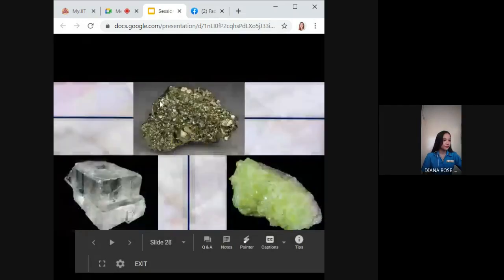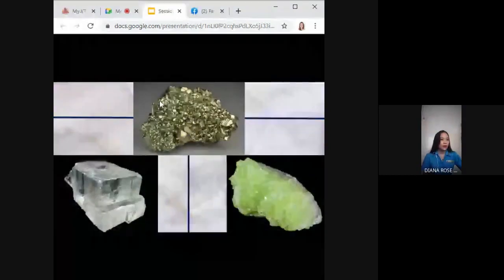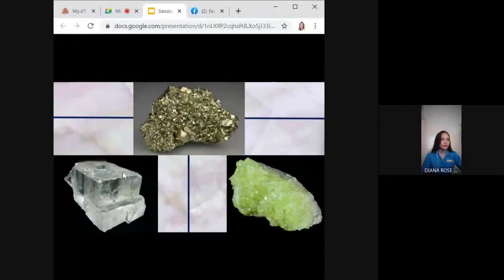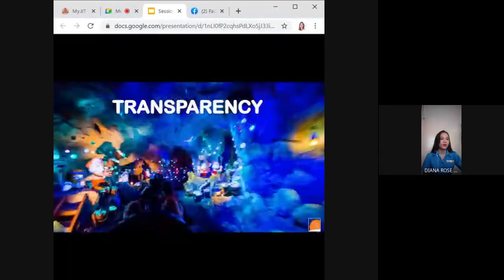Again, minerals are divided into two categories, metallic and non-metallic. So let's move to transparency or opacity. Transparency is a mineral's degree of transparency, or ability to allow light to pass through it. The degree of transparency may also depend on the thickness of the mineral.